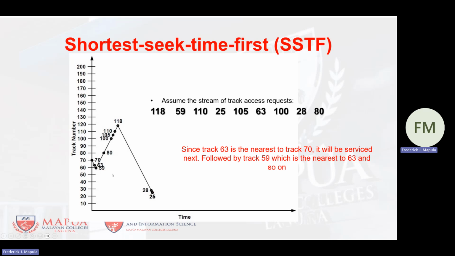And then next, who is the nearest to 59? Is it 28, 25, or 80? 59 minus 28 is around 31. 59 minus 25 is 34. And 80 minus 59 is 21. So after 59, it is 80 that it will go to. That's how seek time works: whichever is the nearest. Okay?